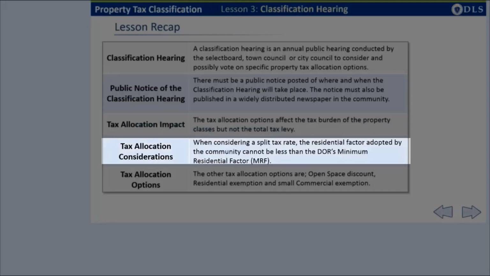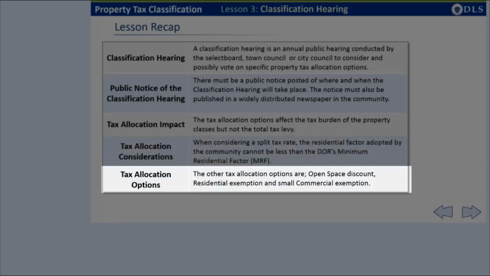When considering a split tax rate, the residential factor adopted by the community cannot be less than the DOR's minimum residential factor, or MRF. The other tax allocation options are open space discount, residential exemption, and small commercial exemption.